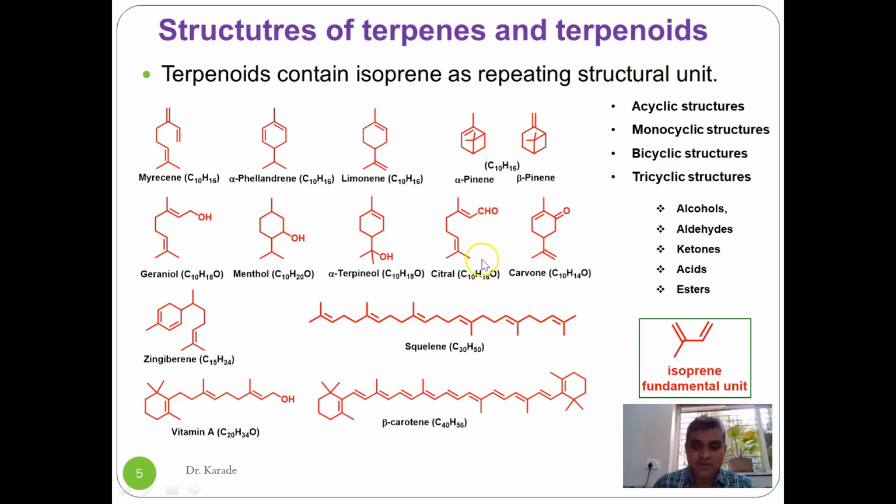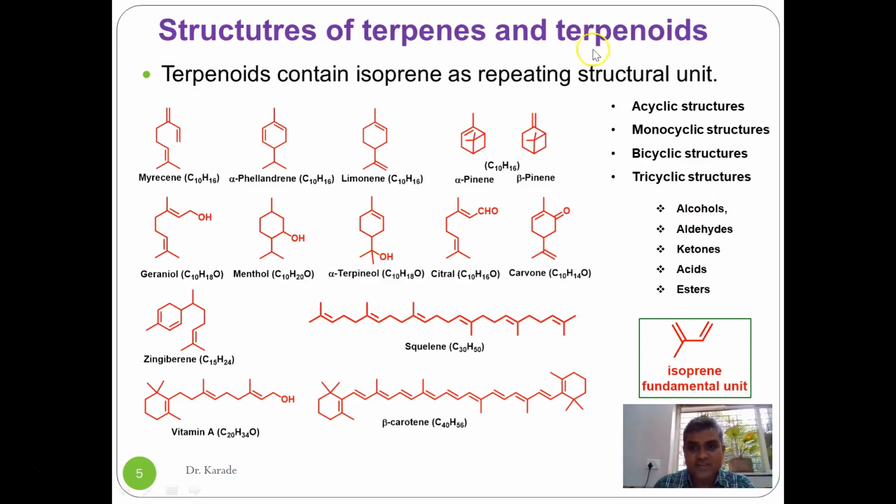As far as the structures of terpenes are concerned, it can be an acyclic structure like the myrcene molecule, geraniol molecule, citral molecule. It can be monocyclic, for example, phellandrene, limonene, menthol, alpha terpenol, all these are monocyclic. In the bicyclic variety, we have examples of alpha pinene, beta pinene. A tricyclic structure like santonin is a sesquiterpenoid, and it has a tricyclic structure. So terpenoids can have acyclic, monocyclic, bicyclic as well as tricyclic structures.